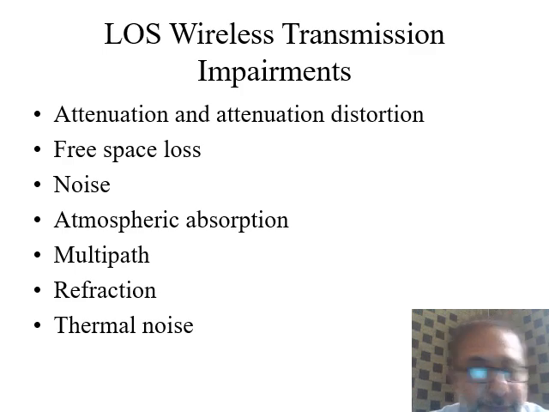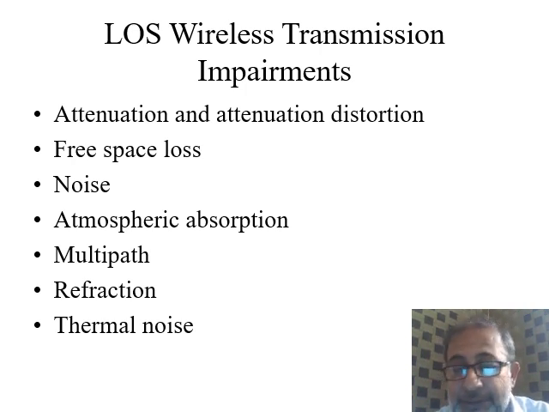Then we've got refraction, which is due to the difference of density of air at different heights. So this difference in density cause a refraction of the microwave signals. Then we've got thermal noise. Basically, thermal noise resides in the electronics of the communication links. That is the transmitter as well as the receiver.